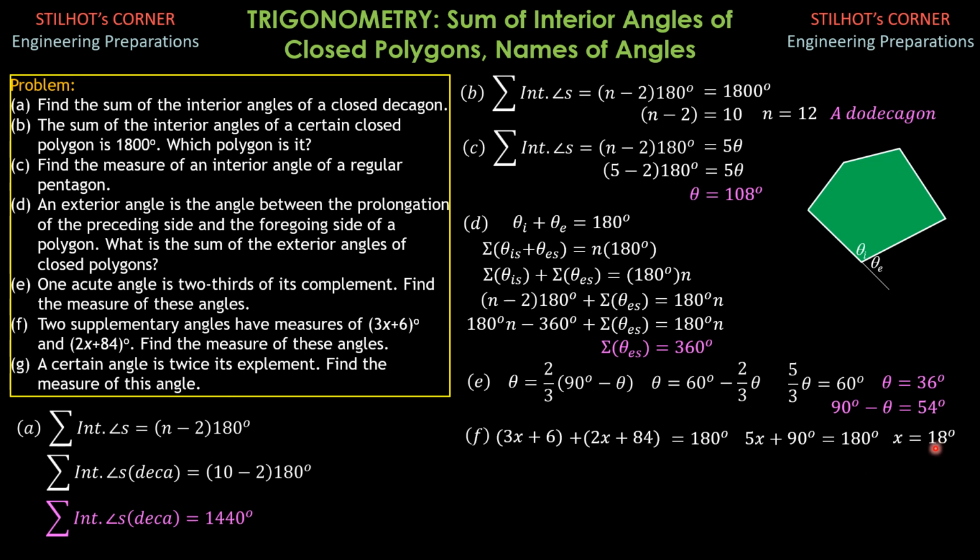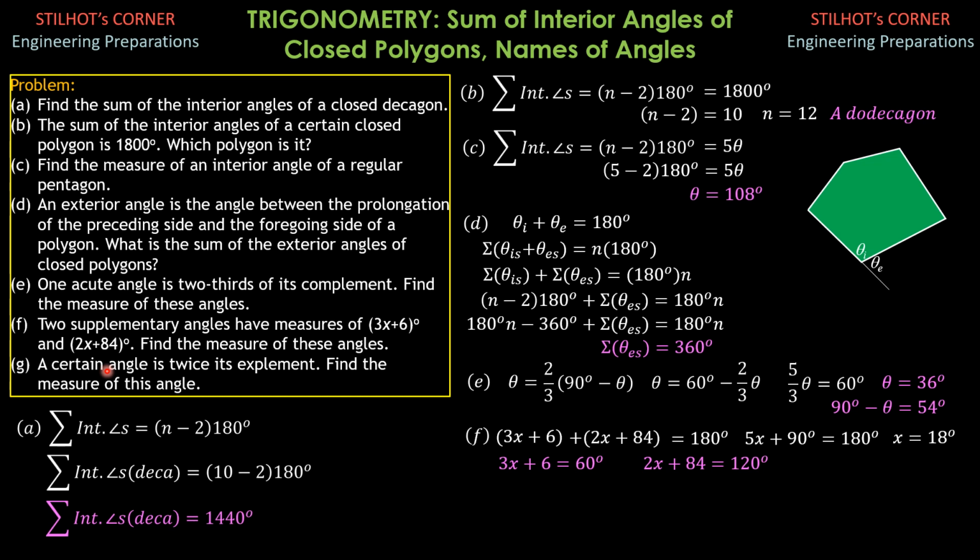Having found x is 18 degrees, the angle 3x plus 6 is 3 times 18 degrees plus 6, so it is 60 degrees. And the other angle, 2 times 18 is 36, plus 84, is 120 degrees. So the angles are 60 degrees and 120 degrees, and their sum is 180 degrees. That's why they are supplementary angles, or each is the supplement of the other.